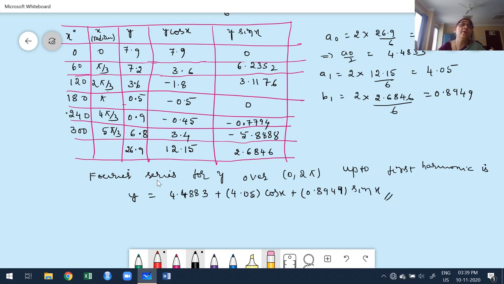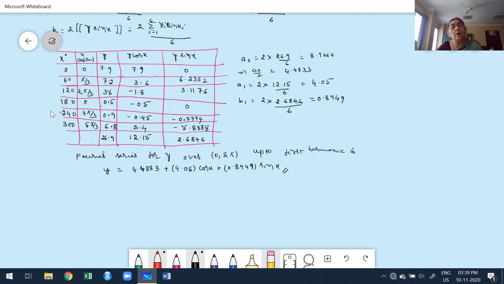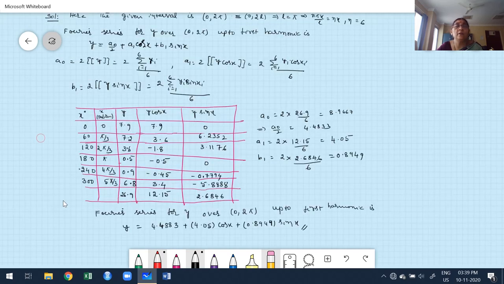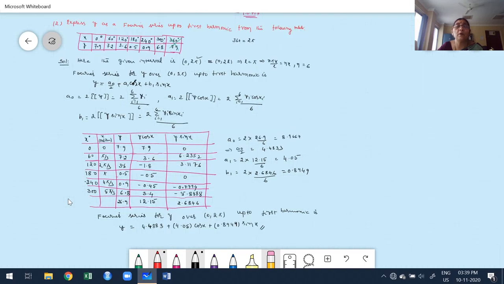This way I have to construct. Suppose they are given in the form of degree, first I have to convert for our convenience in the form of radian. This way I have to construct the Fourier series up to first harmonic, similarly second harmonic, and rarely they are going to ask for the second harmonic. What are the various parts you find out? a1, a2, b1, b2, and a0.